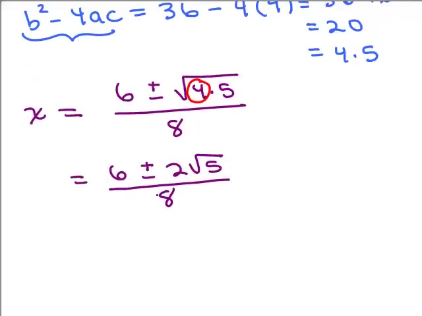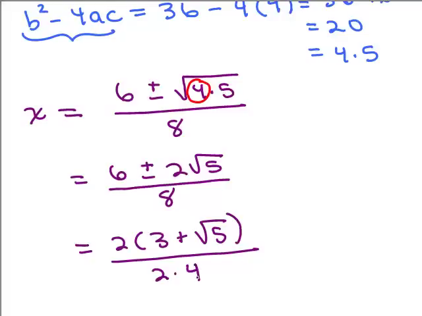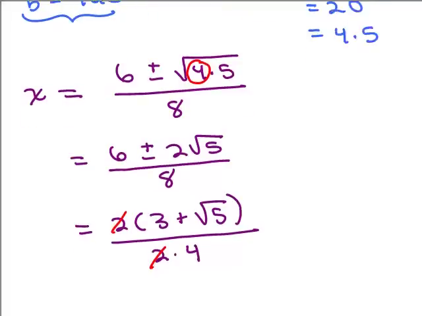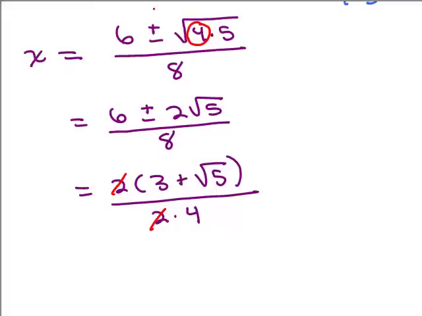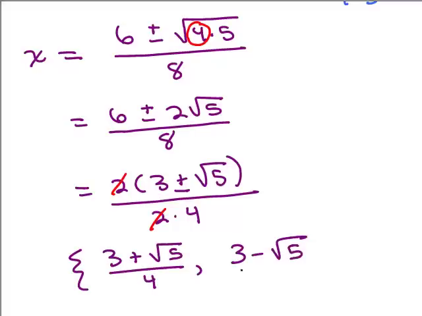Now, in order to reduce a rational expression like this, you need to factor. So out of the numerator, I could factor out a 2. So I have 2 times 3 plus square root of 5 over 8, which I'm going to write as 2 times 4, so it's easy to see how I can cancel the 2's. Oh, I forgot to put the minus sign there. Plus or minus. So I have two solutions for x. 3 plus radical 5 over 4, and 3 minus radical 5 over 4.